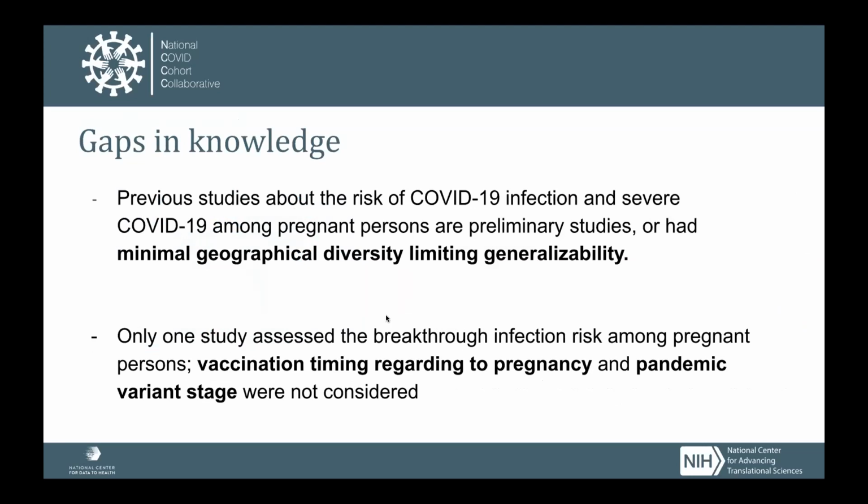There are two gaps in the previous literature. The first is that previous studies about COVID infection in pregnant persons were mainly preliminary studies, had minimal geographic diversity, or were limited to certain time periods. Those limitations restrict the generalizability of the studies. The second is that only one study assessed breakthrough infection risk among pregnant persons, but vaccination timing relative to pregnancy, such as before or during pregnancy, was not considered. Pandemic variant stages, such as Delta or Omicron, were also not considered, but studies have shown that different variants may impact vaccine effectiveness. And for pregnant people, their immune system is also changing throughout pregnancy.